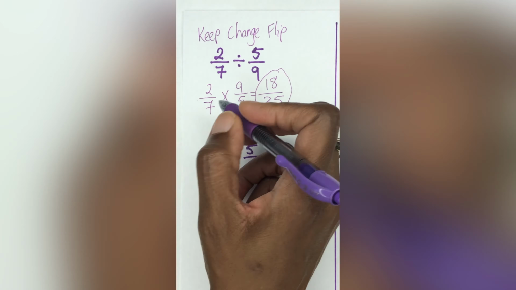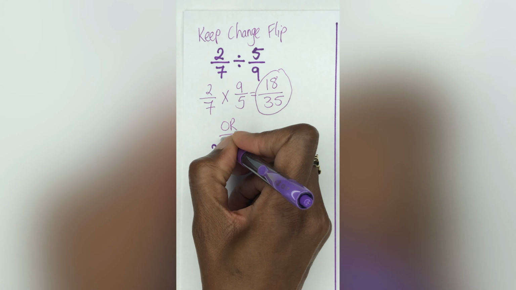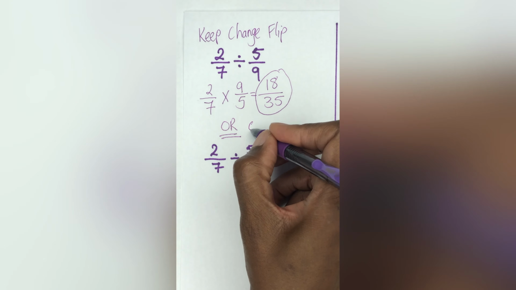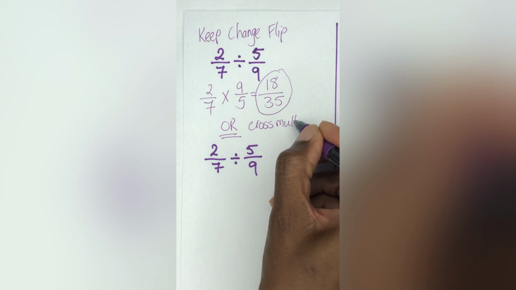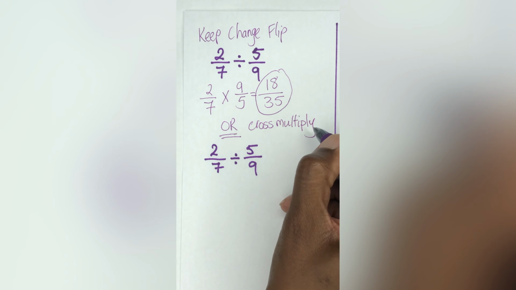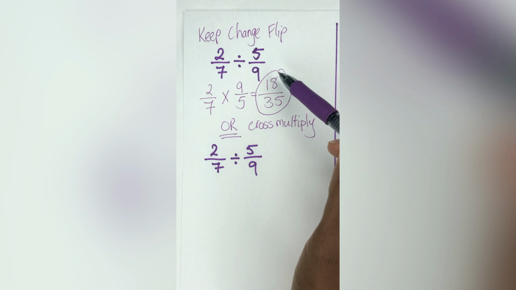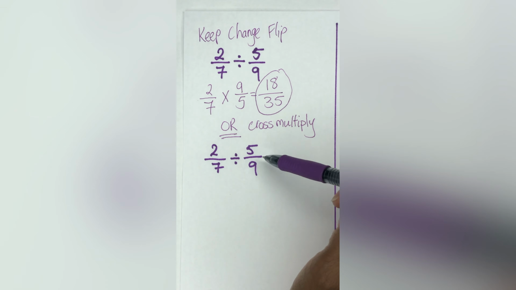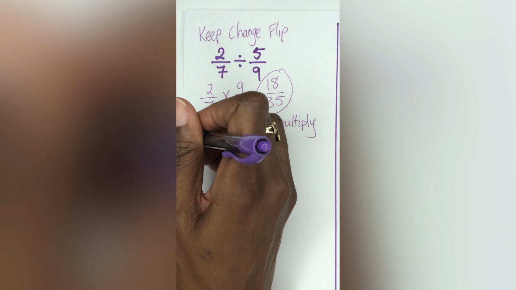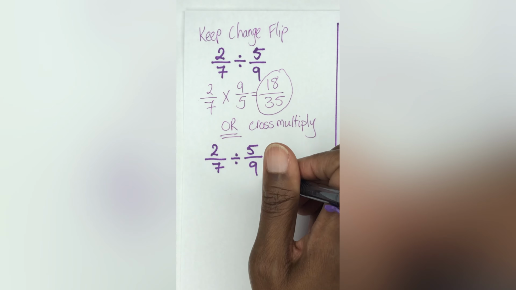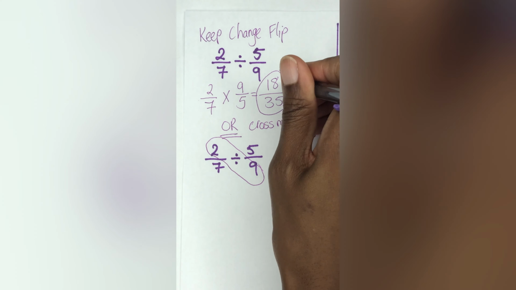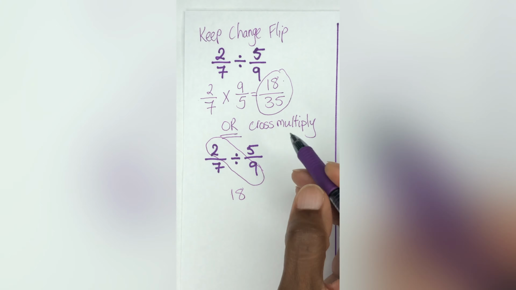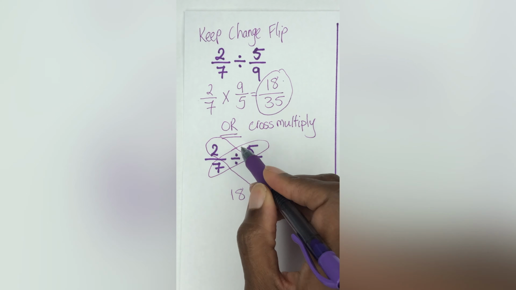So we can use keep, change, flip, or we can just go ahead and cross multiply. And both ways is absolutely fine. There's nothing wrong with either way. If you want to do the keep, change, flip, you can. If you want to cross multiply, here's what you do. You cross this way first. You cross to the left first. So here you can see the 9 times 2 becomes the 18 that we have up here. And then the 7 times 5 becomes the 35.